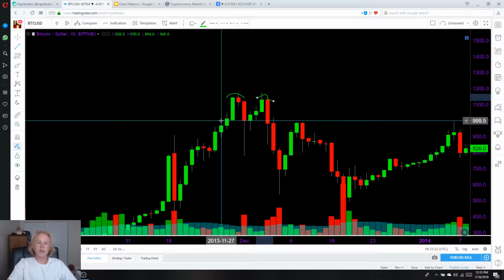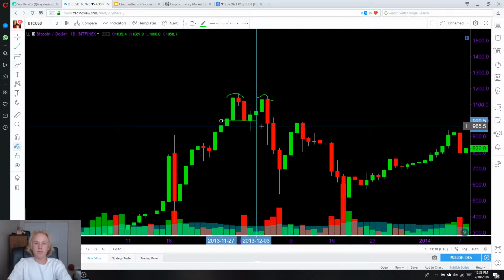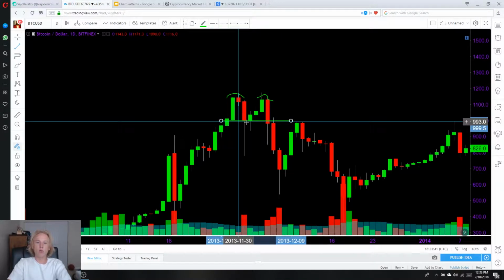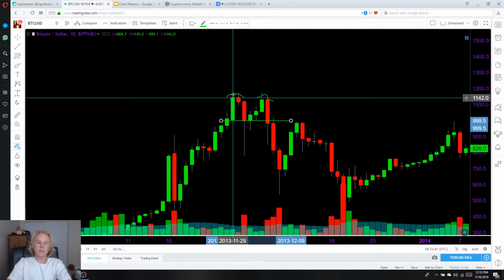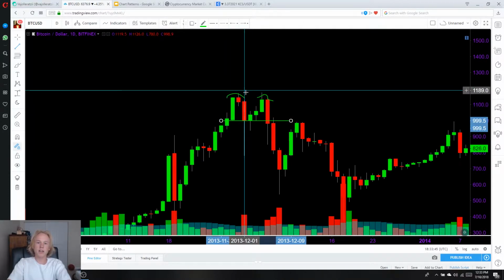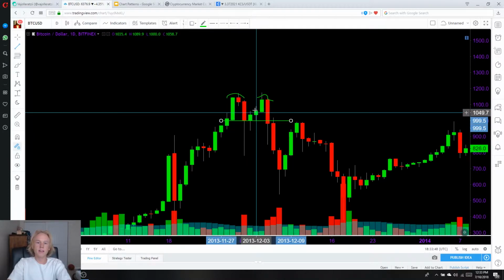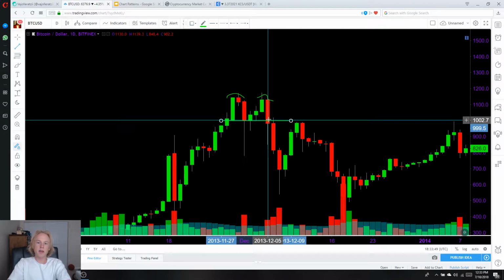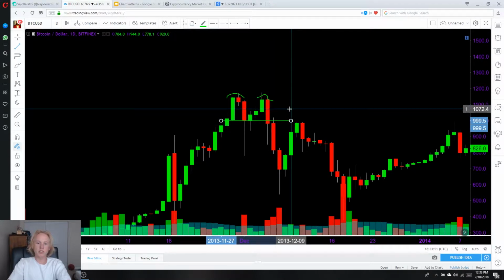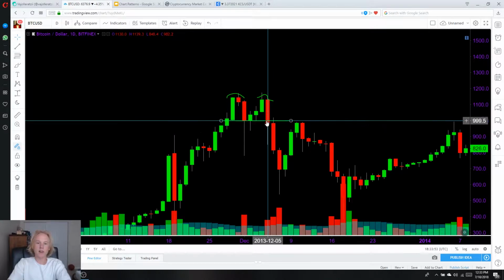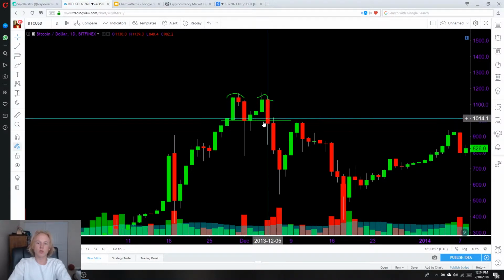And the way that you look to see if this is actually a valid pattern is when it breaks the neckline. And the neckline is going to be that point of resistance where the top acted as support. So you have it top out here, land on support here, and then it tops out again, and then it breaks through that support. So right down here, we can see a clear candle break of the neckline, and that's where you would want to start taking your short positions.